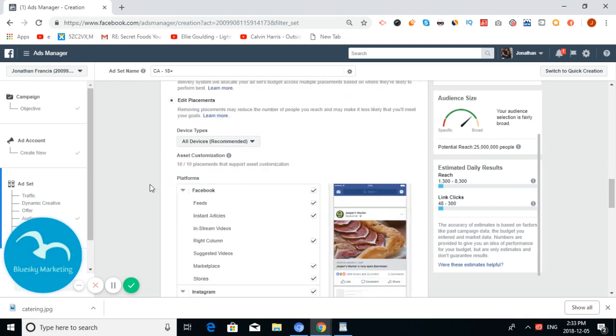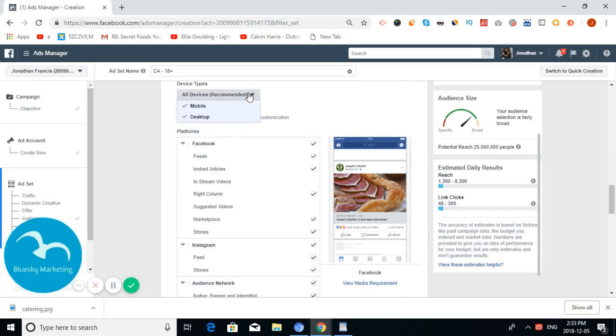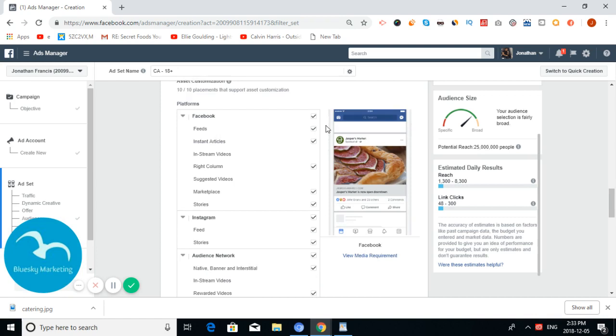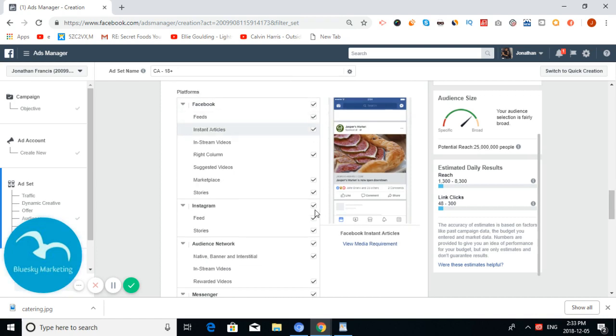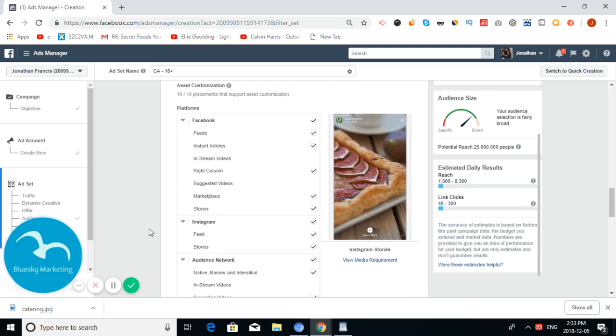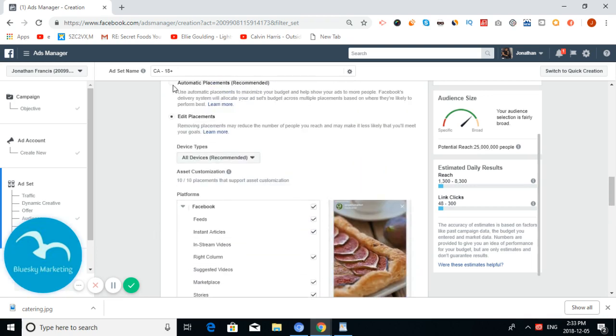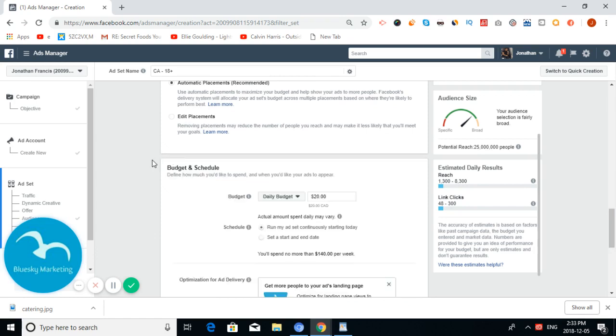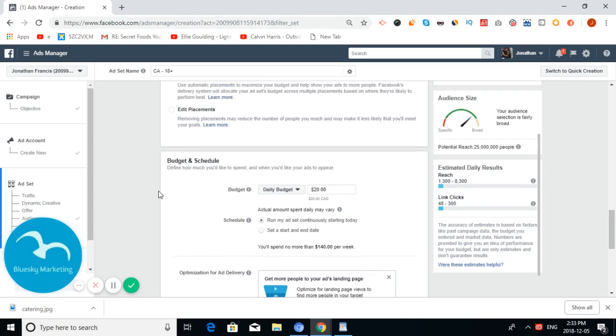you could really dive in and focus on if you want it to be on mobile, computer only, if you want it to be on the feeds or Instagram. Everything is already ticked off, right? So for the sake of the video, I'm going to leave everything automatic. It says recommended, right? If you're a beginner, just leave it recommended, because you are able to see where your traffic is coming from. That'll be in a future video. So we're just going to dive right into the budget and schedule.